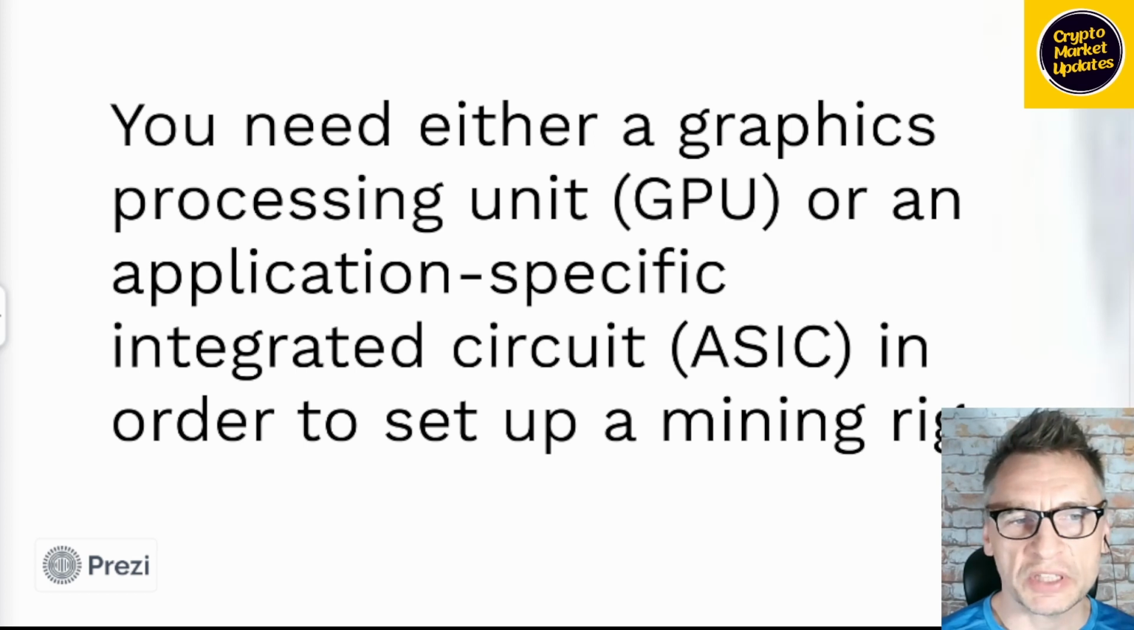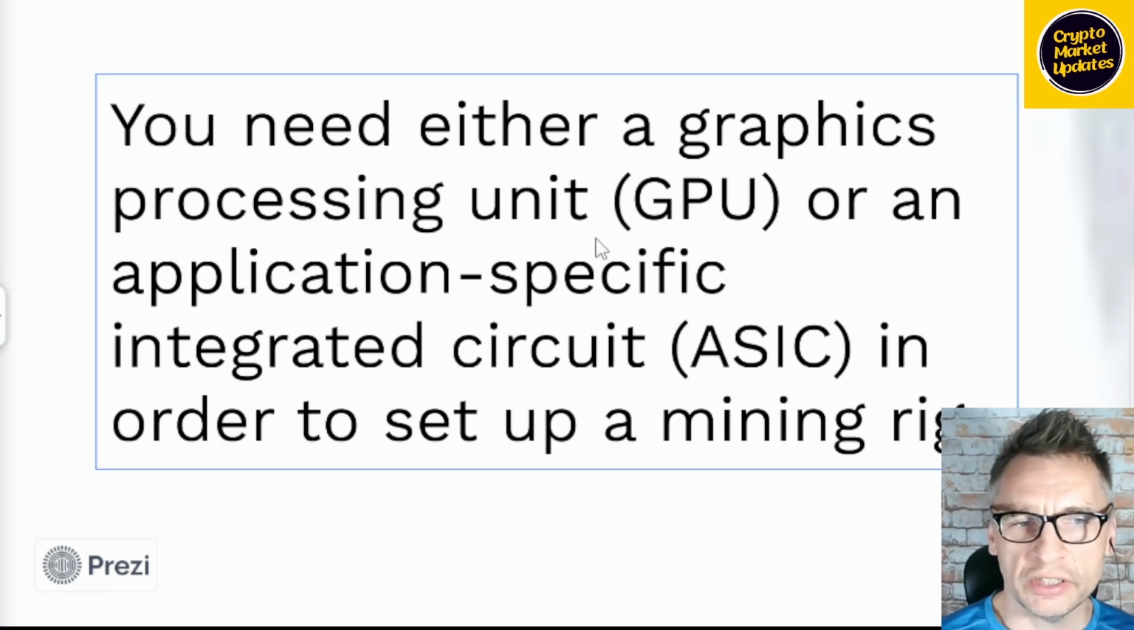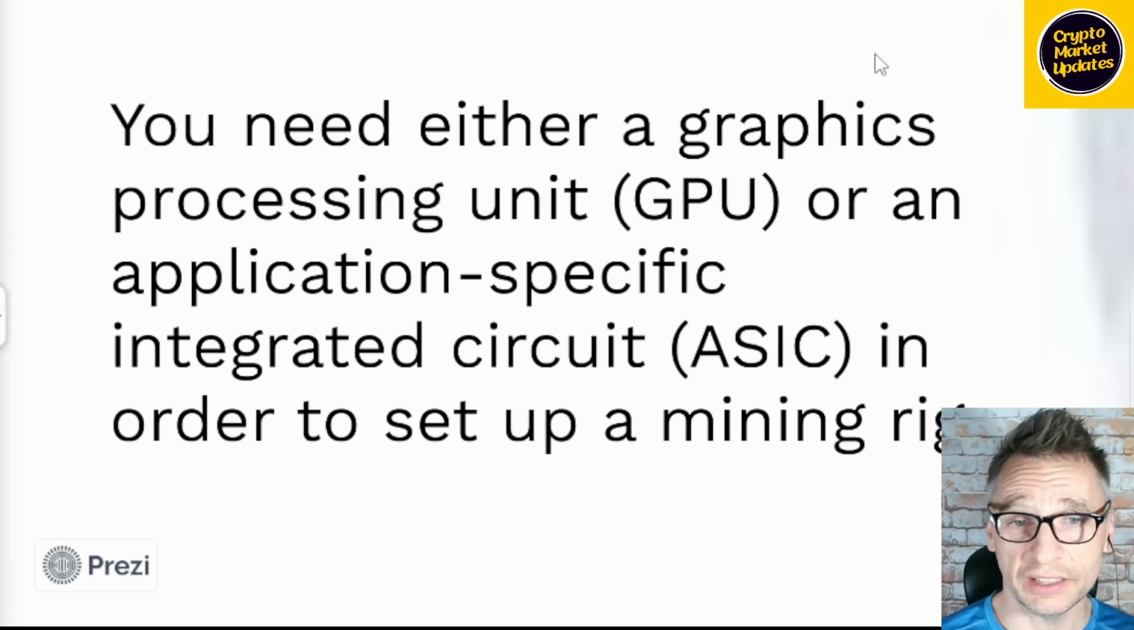You need either a graphics processing unit, a GPU, or an application-specific integrated circuit, an ASIC, in order to set up a mining rig. Initially, Bitcoin was mined with GPUs, I guess, some long time ago. But once ASIC miners came online, and those were controversial, people were very much against ASICs mining until they weren't, because it's so much more powerful and produces better and faster results.